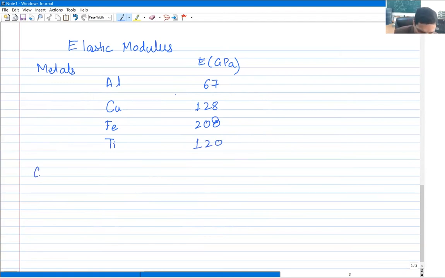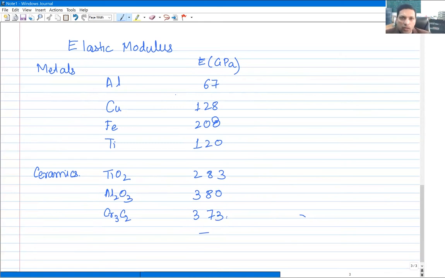Now let's look at another class of material, ceramics. If we talk about TiO2, elastic modulus is of the order of 283. For Al2O3, elastic modulus is of the order of 380. Chromium carbide, the elastic modulus is of the order of 373. What is the first thing we realize from this data? That metals have lower elastic modulus and ceramics have higher elastic modulus. Now we know that metals have metallic bonds inside them and ceramics have a different type of bonds inside them. Therefore, this difference in elastic modulus can be directly correlated with the type of bonds that exist in the material.